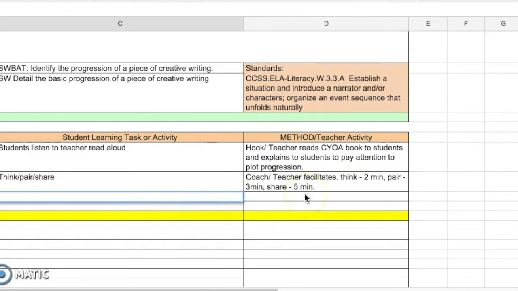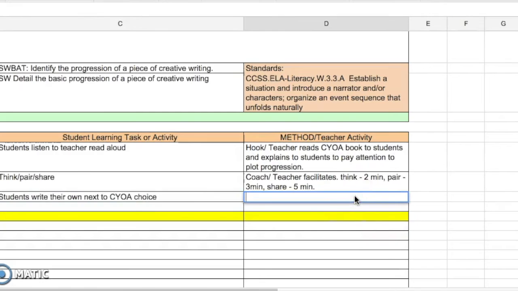Next, they're going to do a little activity because now they're ready, they're into the lesson, and I'm going to have them write their own next step to a CYOA choice. So I'm going to give them a choice. So I'm going to put model, coach, fade because I'm really doing all of these things at once. But I like keeping it in one contained area, at least for this, just because it helps me keep it as one sort of activity instead of breaking down my lesson into a million different parts.